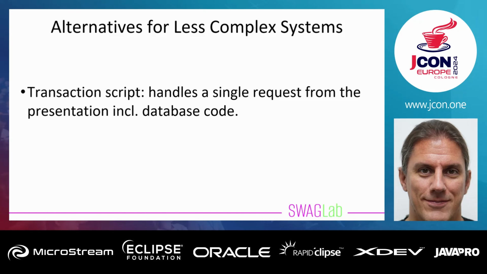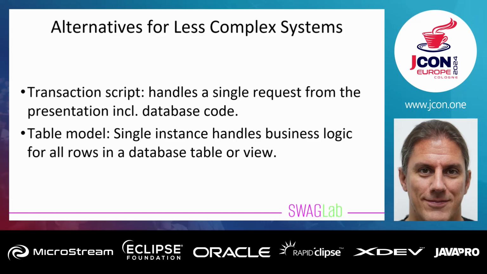But quite honestly, it is something that is very, very simple, and that is easy to follow and easy to understand if you have very simple logic. If you just want to copy data from A to B, if you just want to add something to a database, maybe this is what you want to do. And there is something similar, which is the table model. So in that case, you have a single instance that handles the business logic for all rows in a database table or view. Again, you can see that it's database oriented, right? It clearly says we are using a model that is very tied to the database.